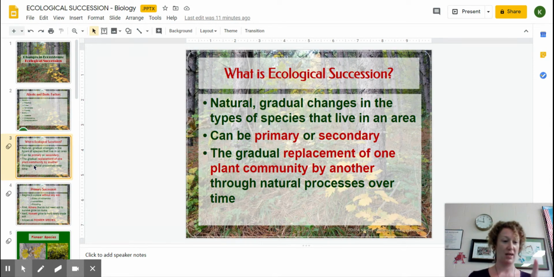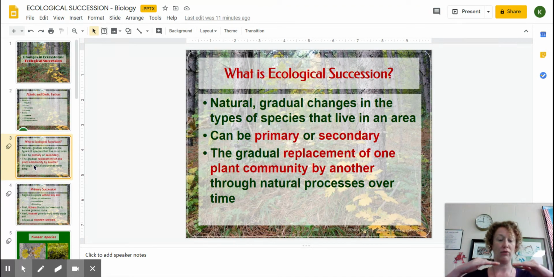Primary is starting at nothing. There is no dirt available, no soil available. Secondary succession means that you are starting with some soil at least. So we are going to start somewhere, and eventually we're going to build toward the apex, or what our environment ultimately should be.